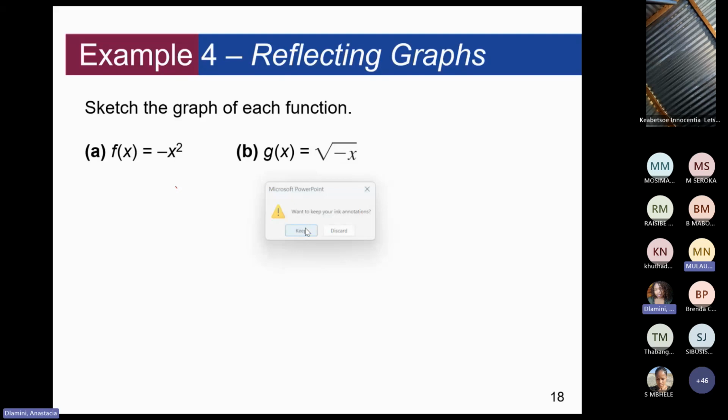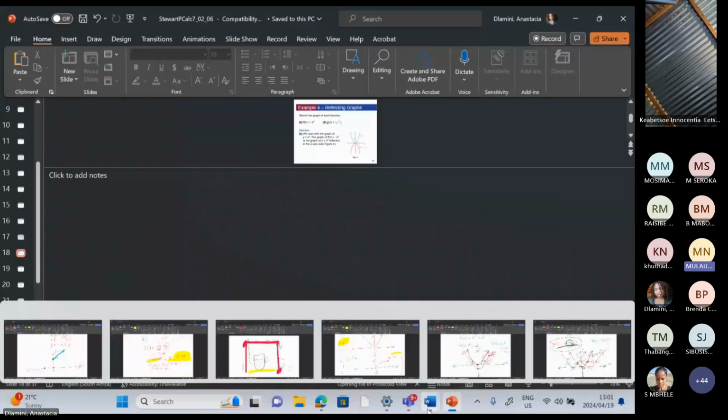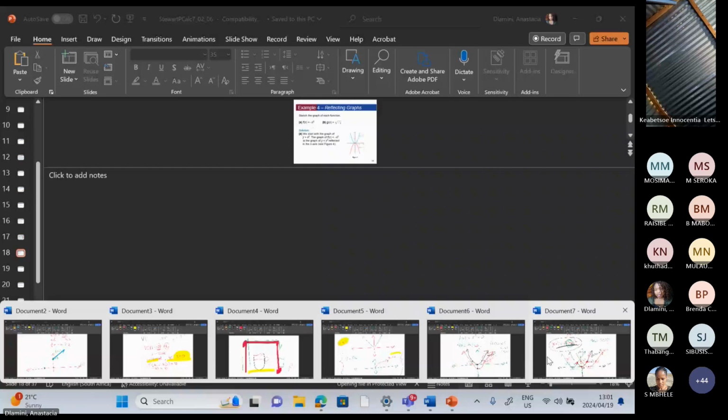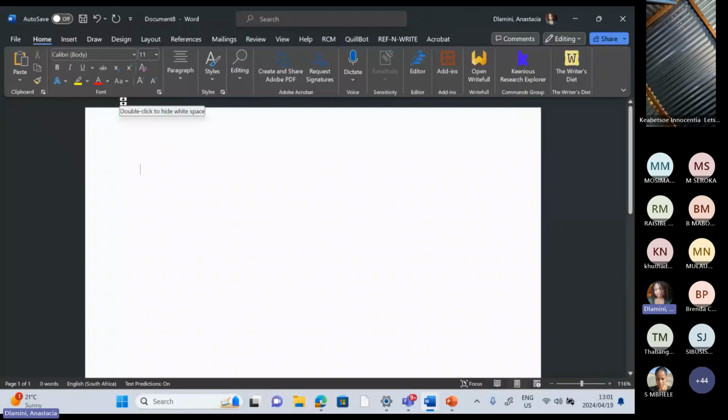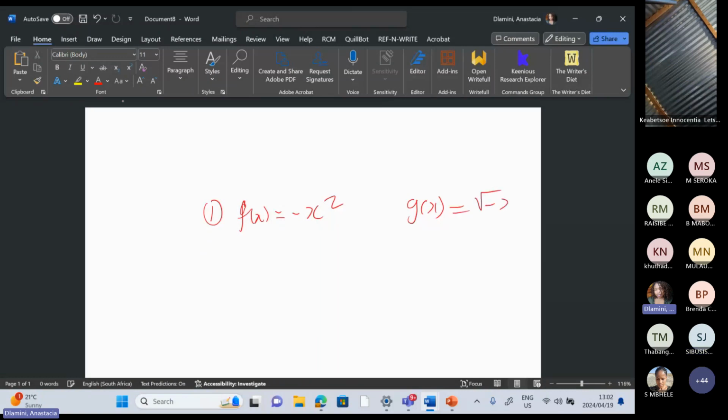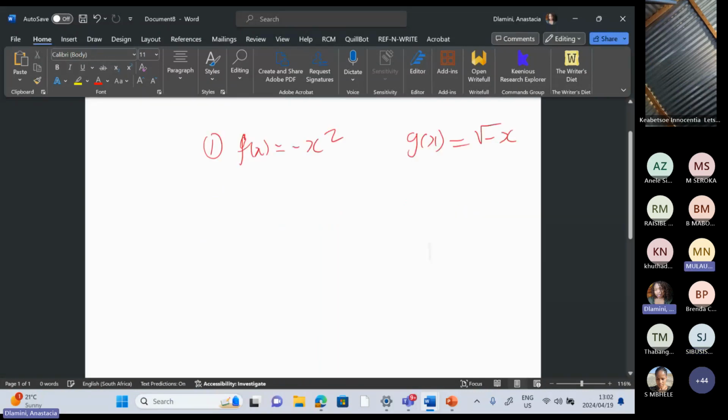f of x equals negative x squared. The parabola is facing downward, right? The first one, the parabola has a smiley face, not facing downward. So this is f of x. They're saying f of x is equal to minus x squared, and they're saying g of x is equal to square root of negative x, isn't it? Yes. So where do we start?